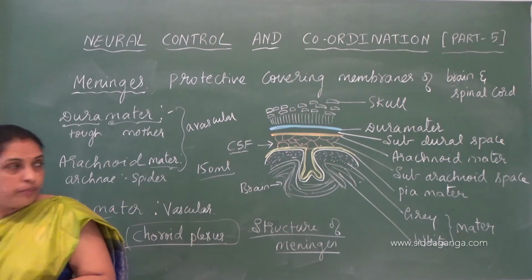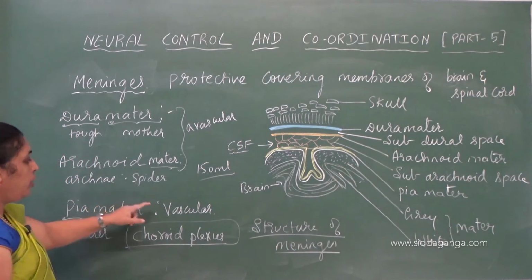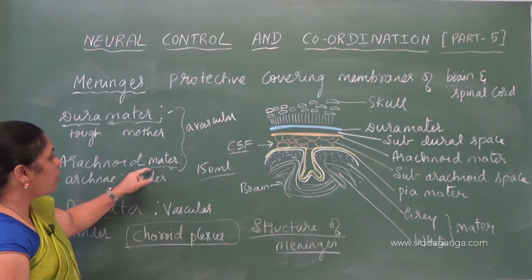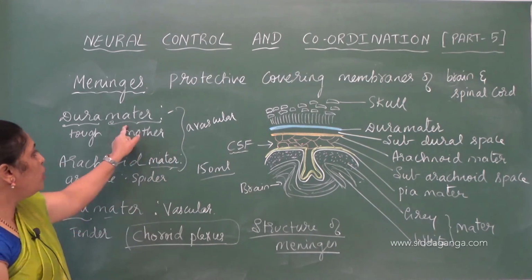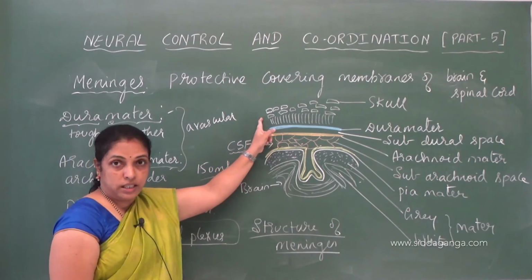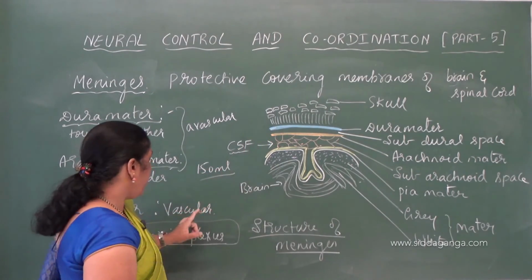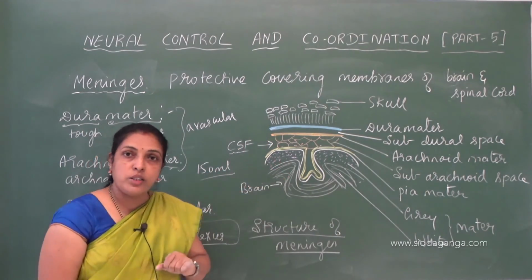Remember, dura mater and arachnoid are avascular, whereas pia mater is vascular. Dura mater is attached to the skull and vertebrae, whereas pia mater is attached to the brain and spinal cord.